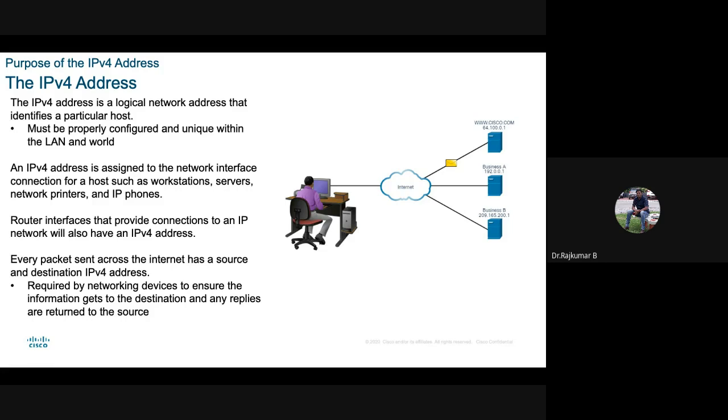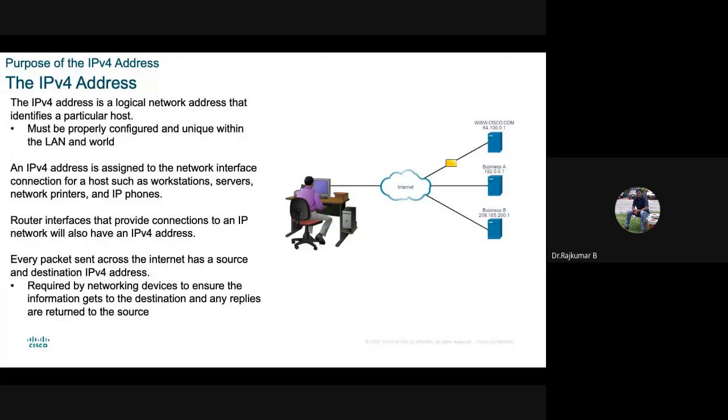The examples of end user devices with a network interface include your workstation, servers, network printers, as shown just now, and the IP phones. Remember this point: some servers can have more than one network interface card, and each of these has its own IPv4 address. The router interface that provides connections to an IP network will also have an IPv4 address.